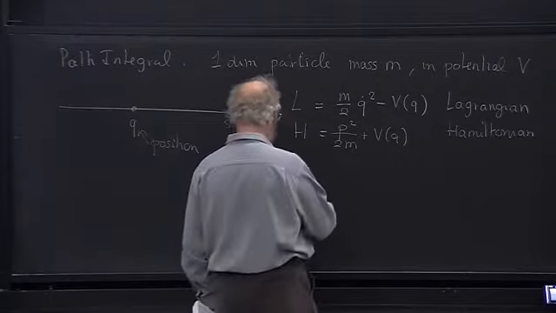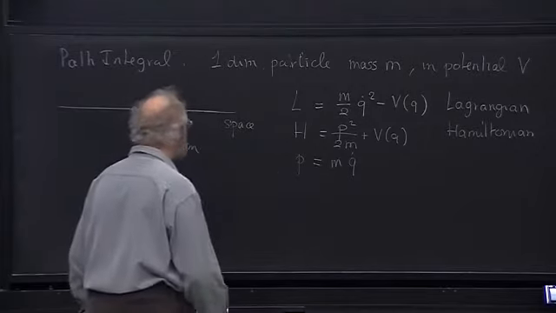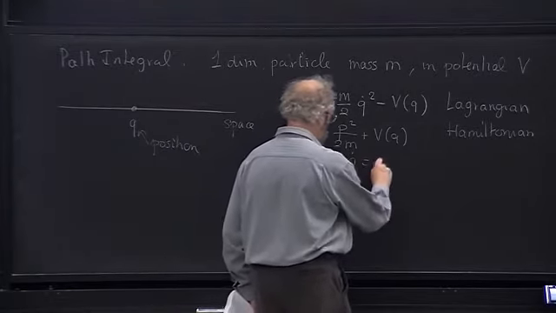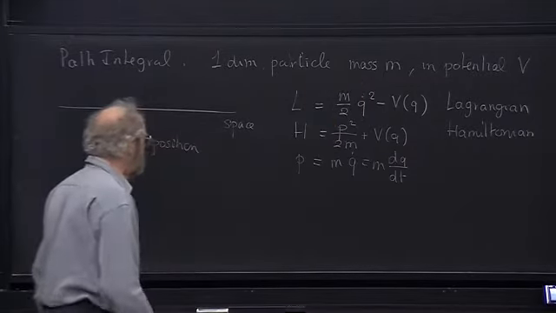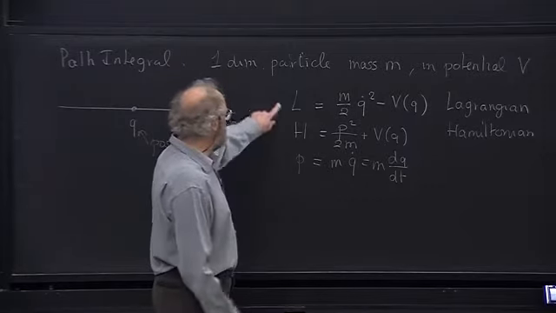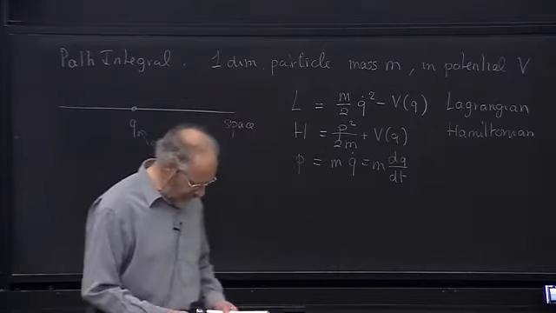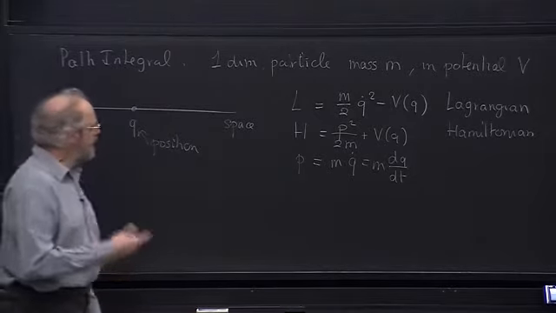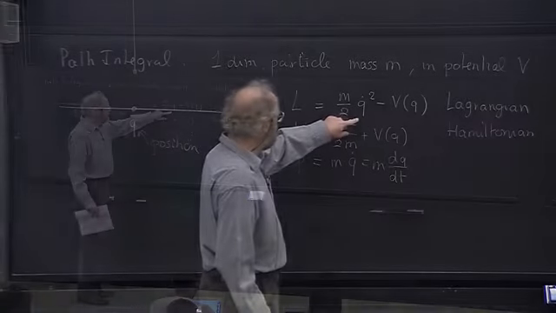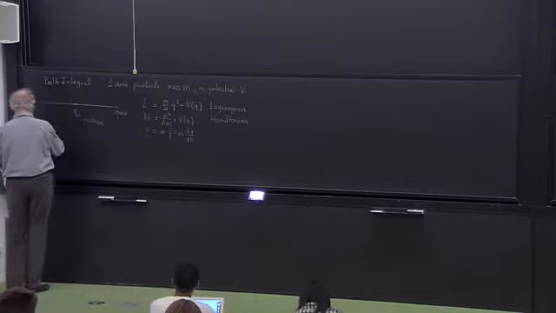So p is m q dot. Of course, dot is a time derivative. And so this is m dq over dt. And the Newton equation or the Hamilton equation are derived from those two quantities. Okay. So now this is a classical theory, and we are interested in the very classical problem of quantizing this system. So we have to define things now for the quantum theory.